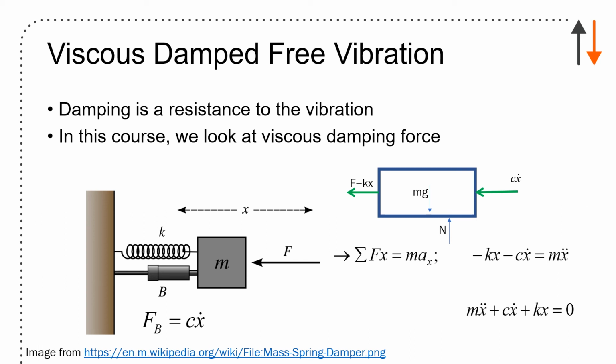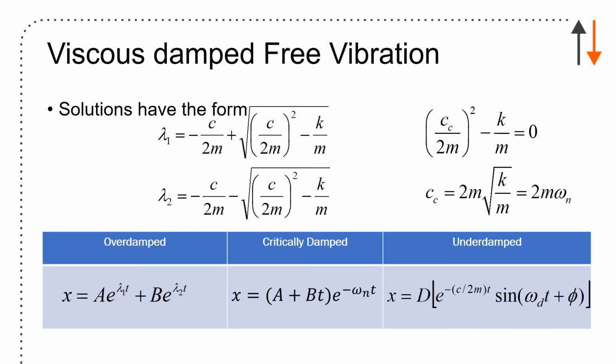And if they all equal 0, I have m x double dot, x dot and x, and my life becomes a little bit more difficult, because very clearly I can't use my sine cosine solutions that I've spent all of this time developing. The solutions that I have to use look like this: x equals e to the lambda t. Solutions have the form lambda 1 equals minus c over 2m plus the square root of (c over 2m) squared minus k over m, or lambda 2 equals minus c over 2m minus the square root of (c over 2m) squared minus k over m.